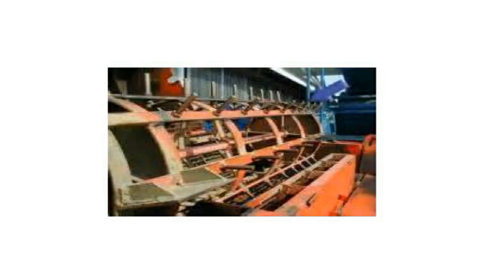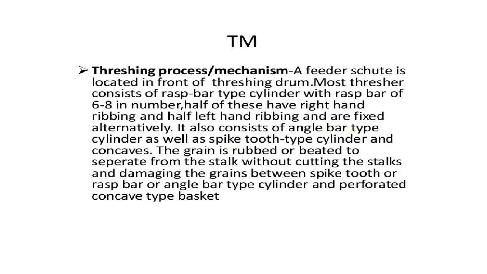And this is the threshing cylinder. The threshing process or mechanism is located in front of the threshing drum, and most threshers consist of the rasp bar type of cylinder with 6 to 8 rasp bars, half of them right-hand ribbing and half left-hand ribbing, fixed alternatively. It also consists of the angle bar type cylinder as well as the spike tooth type cylinder or concave.